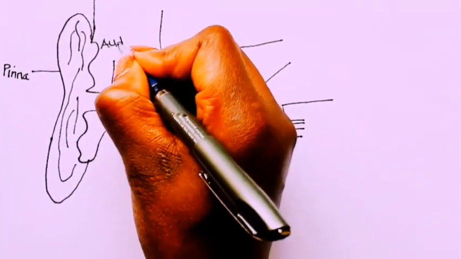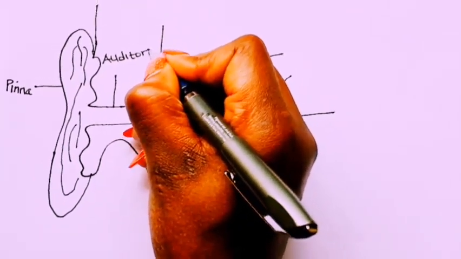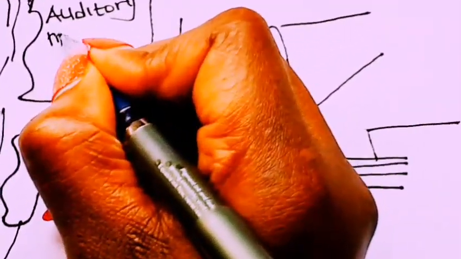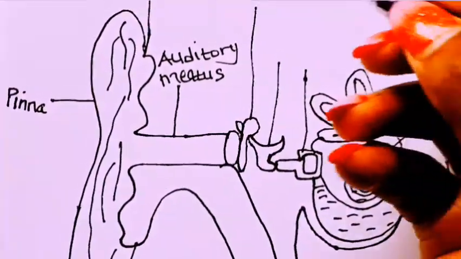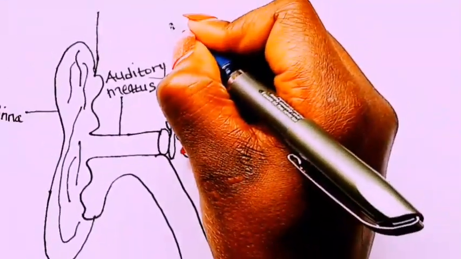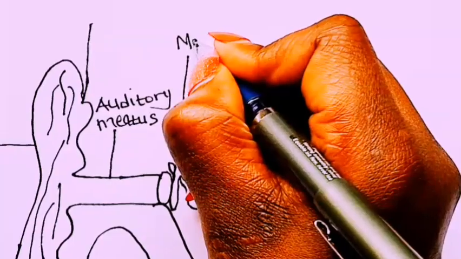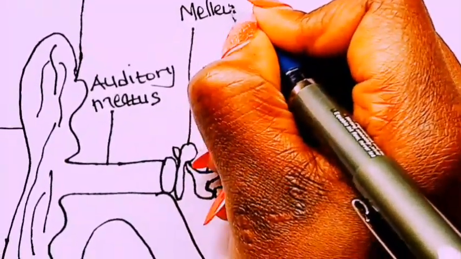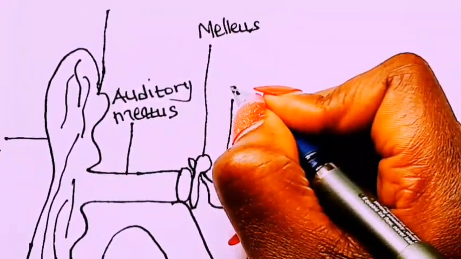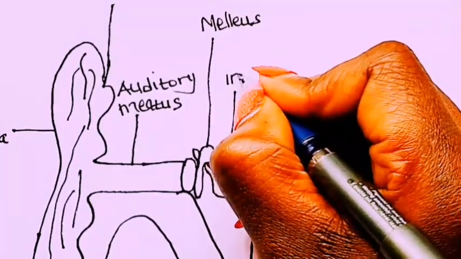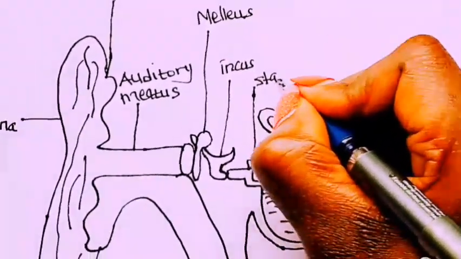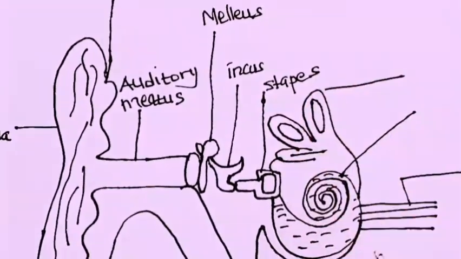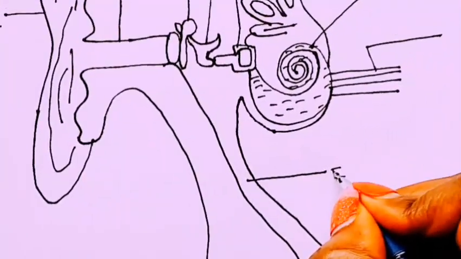So I've labeled the pinna. I'm going ahead now to label the auditory meatus. I'm now going back to the ear ossicles, beginning with the malleus. Be very careful with the spelling. Sometimes it can be a real bother. So we have the incus and the stapes. There we are. Pretty good.